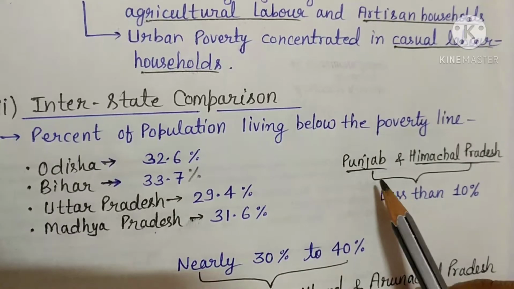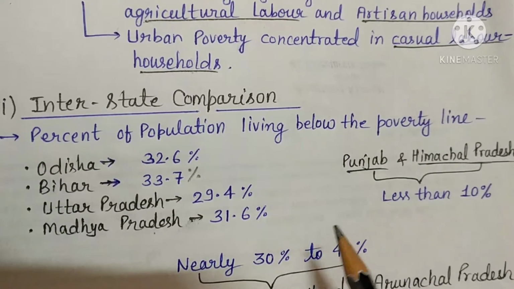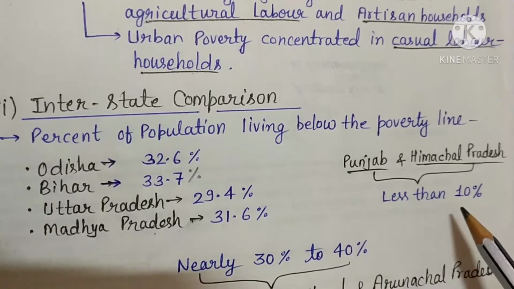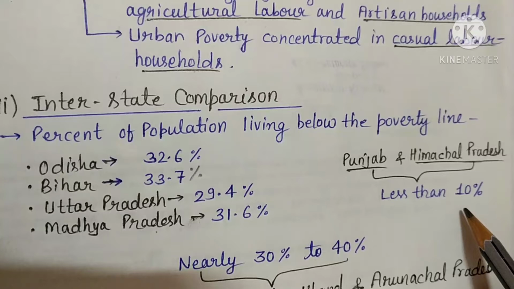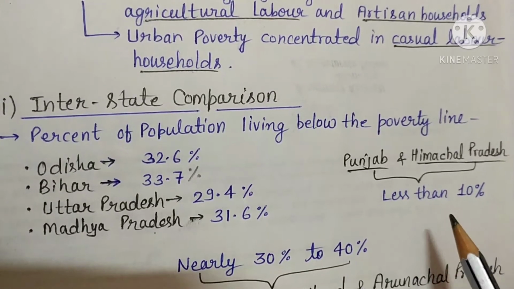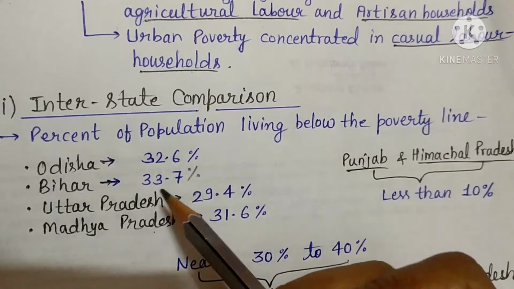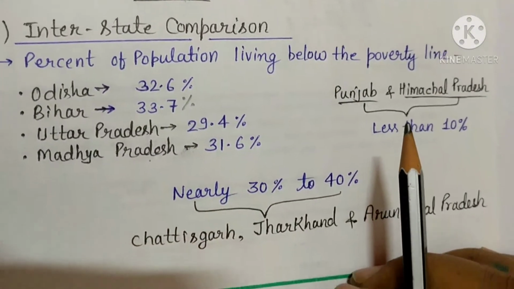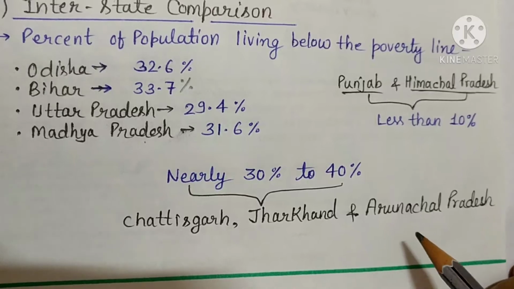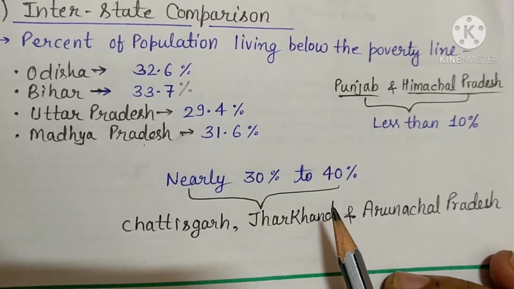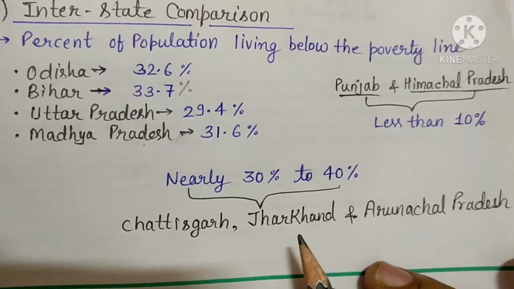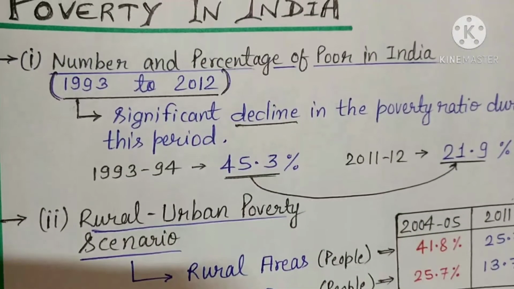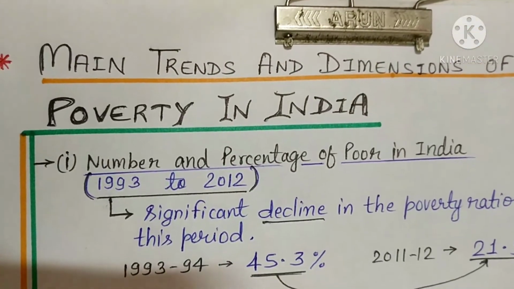But if we talk about Punjab and Himachal Pradesh, they have a smaller percentage of people living below the poverty line. As you can see, less than 10% of people are living below the poverty line, in comparison to these, where we can see almost 30%. And in Chhattisgarh, Jharkhand, and Arunachal Pradesh, nearly 30 to 40% of the total population is living below the poverty line. So these are the main trends and dimensions of poverty in India.